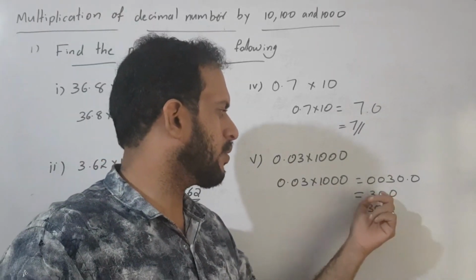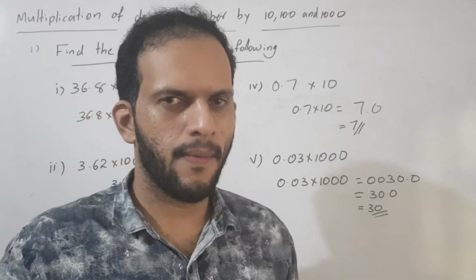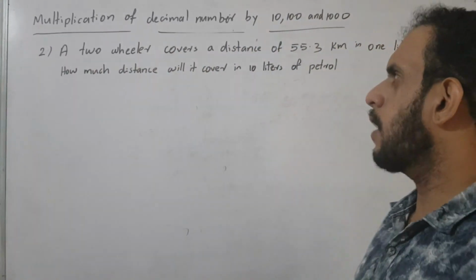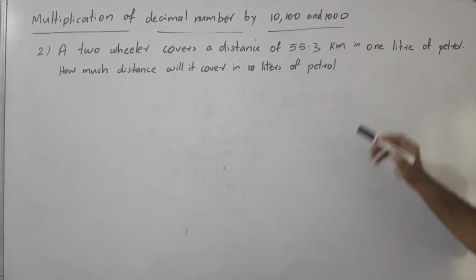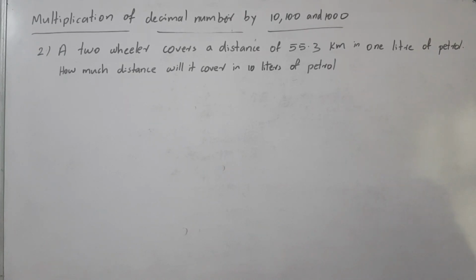So 30.0. 30.0 is same as 30. Clear? I think you got this. Okay, the next question. A two-wheeler covers a distance of 55.3 kilometer in 1 liter of petrol. How much distance will it cover in 10 liters of petrol?